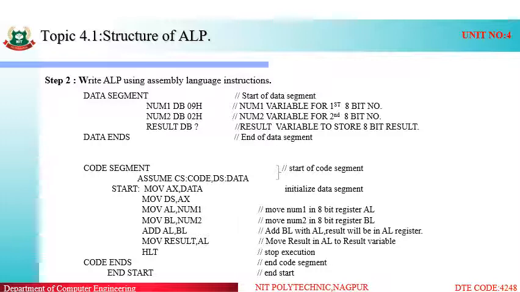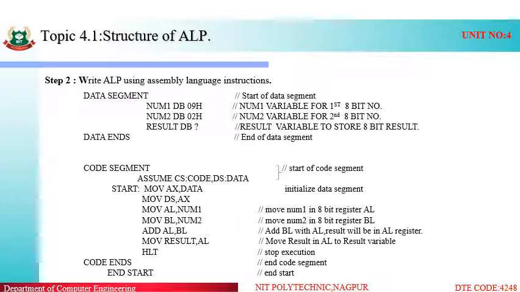Now what is the syntax of add instruction? Add destination comma source. So what is our destination? AL, and source is BL. So we will write add AL comma BL. So what will this instruction perform? The 8-bit number present in BL will be added with the 8-bit number present in AL, and the result will be in the destination, that is AL.